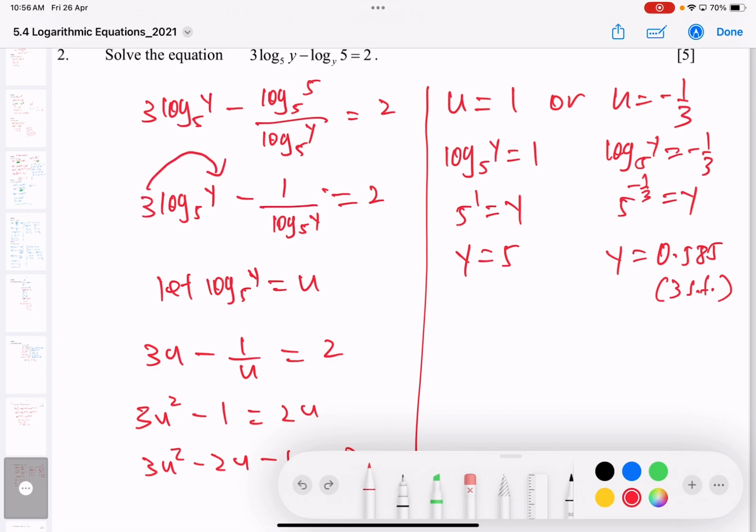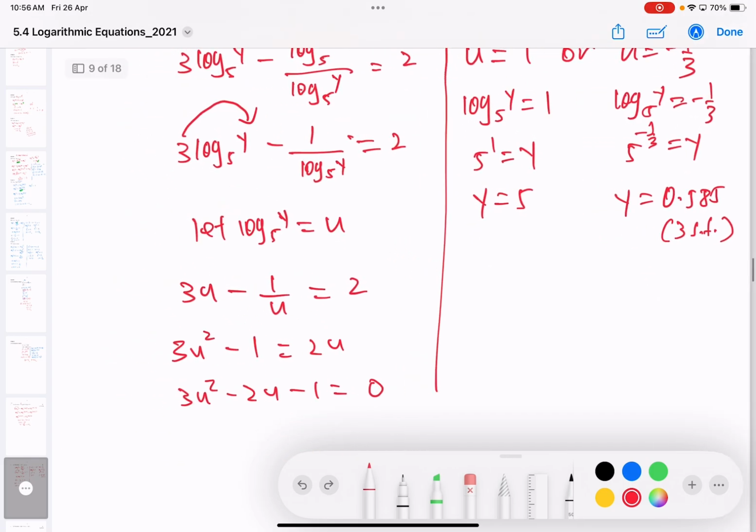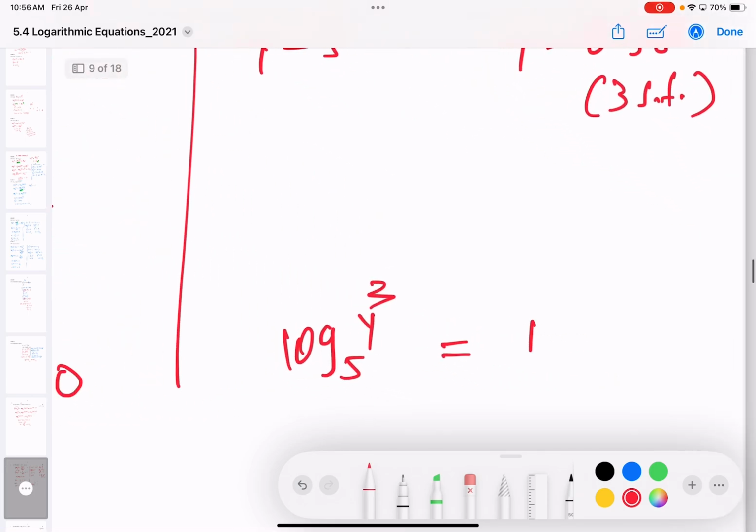I want to clarify this thing. This is a very important point. Now, log, is this the same as this? What do you guys think? Is it the same? No, it's not the same. In this case, the power 3 is to the y. In this case, the power 3 is to the entire log. So they are different. Alright?